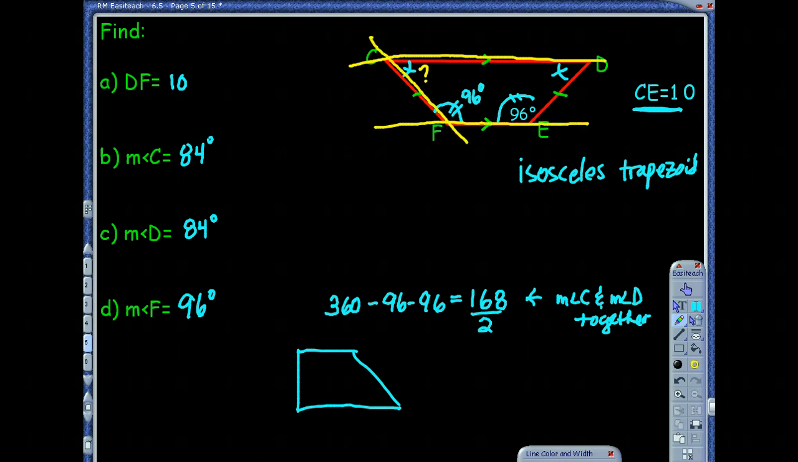Oh, they're consecutive interior angles. They're going to be supplementary. So that means angle F and angle C are supplementary, as well as angle D and angle E. That's really helpful.